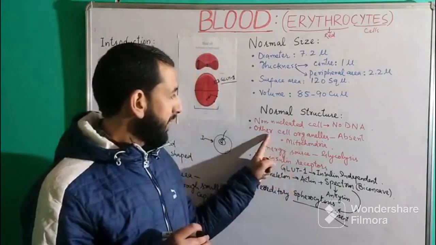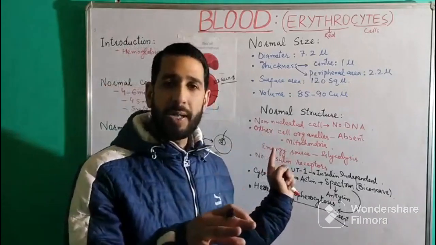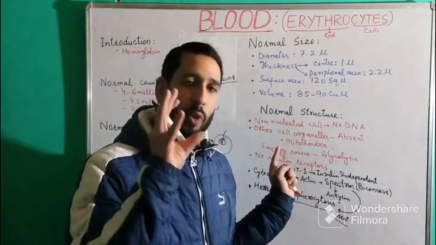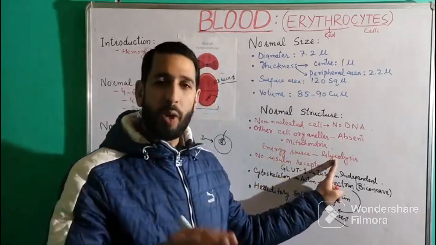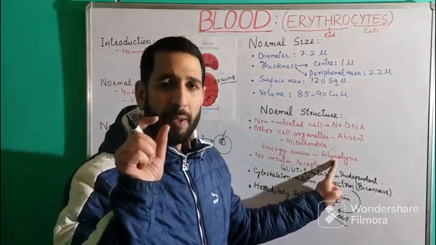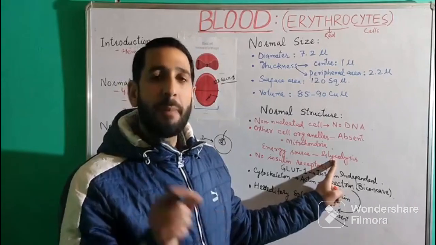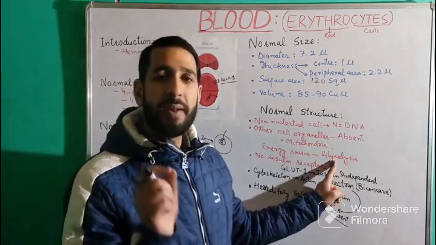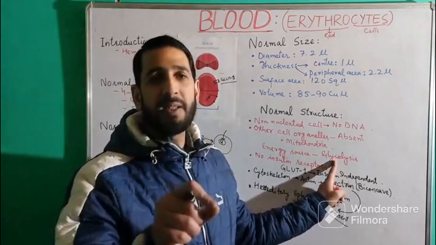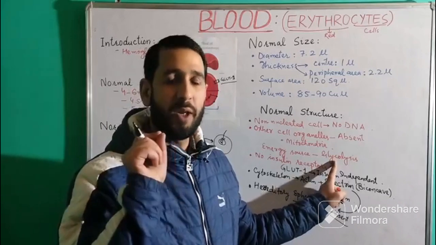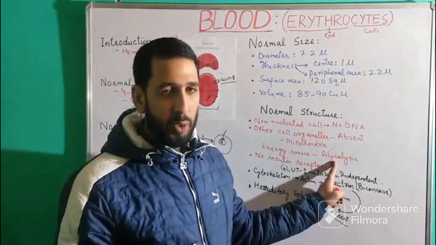We have seen other cell organelles are also absent, and most importantly the mitochondria is absent. And if mitochondria is absent, there is no Krebs cycle. So the energy source for RBCs is going to be glycolysis. And to take glucose inside, the glucose transporter there is an insulin independent glucose transporter, because insulin receptors are not present on the RBC membrane. If insulin receptors are not present, there should not be insulin dependent glucose transporters present there. So insulin independent glucose transporters are present.